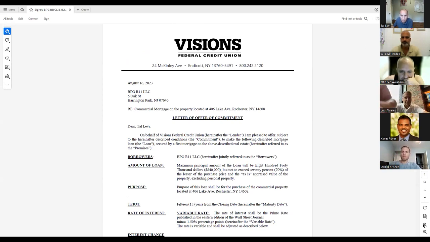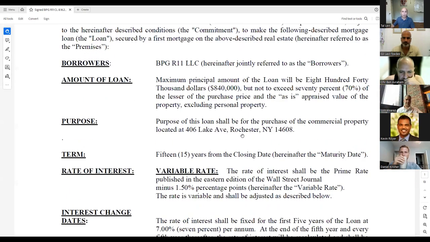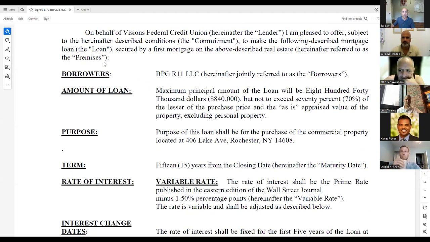Let me zoom in just a little bit. Here we go. So here is the borrower, and it says here, maximum principal. So we're talking about the amount now, talking about LTVs. The maximum principal of the loan will be $840,000, but not exceed 70% of the lease purchase price as appraised, which means I'm telling them I'm buying this for $1.2 million. I want 70%, so they say, okay, no problem.